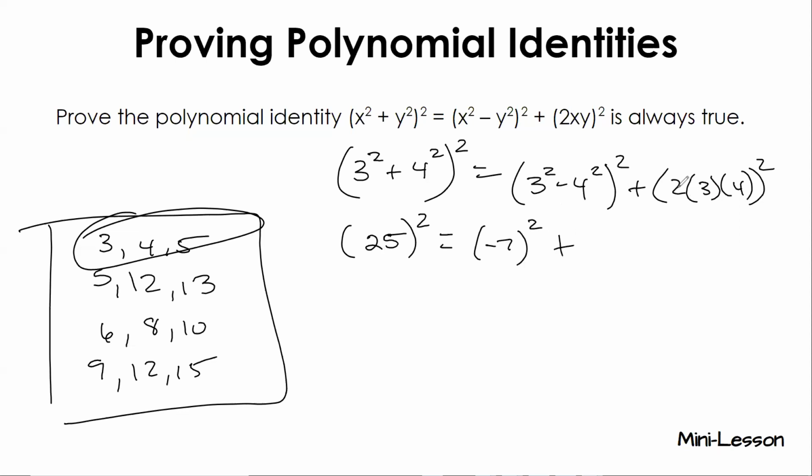Over here, I'm going to have 2 times 3 times 4. That's going to give me 24, and we're going to square it. So 25 squared, what is that? 625. Negative 7 squared is going to give us positive 49. And then we've got 576 over here. 576 plus 49 is going to give us 625.